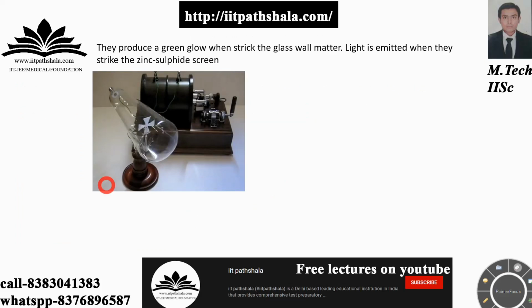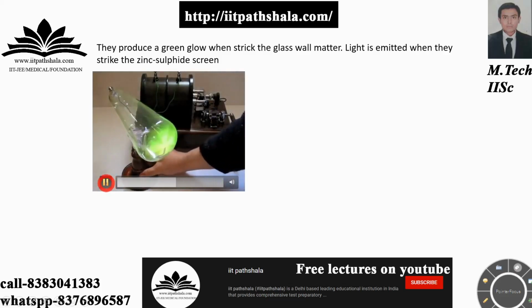Light is emitted when they strike the zinc sulfide screen. So there is a zinc sulfide screen over here. The green glow is due to this only, guys. As you can see over here, after this experiment, I'm lowering my object, and you can see the green glow, and you have the reason now why there is a green glow.